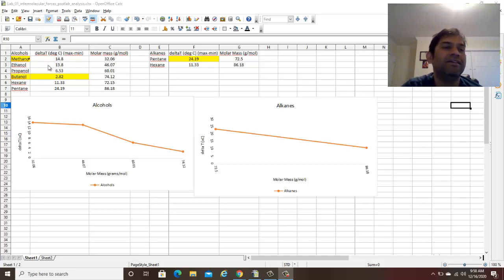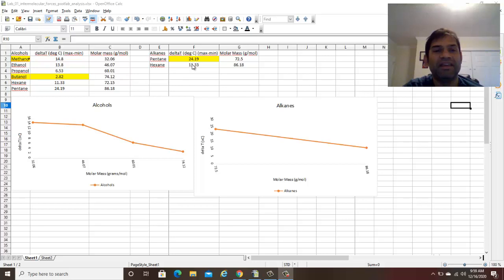You can see here that the very simple 1-carbon alcohol methanol has a change in temperature of 14.8 degrees. But remember, as we go from methanol to ethanol, propanol, and butanol, we are increasing the number of CH2 units. And you can see here as we graph this as a function of molecular weight, obviously you increase the CH2 units, you're increasing the weight of the corresponding alcohol. You can see the trend is that the delta T goes down.